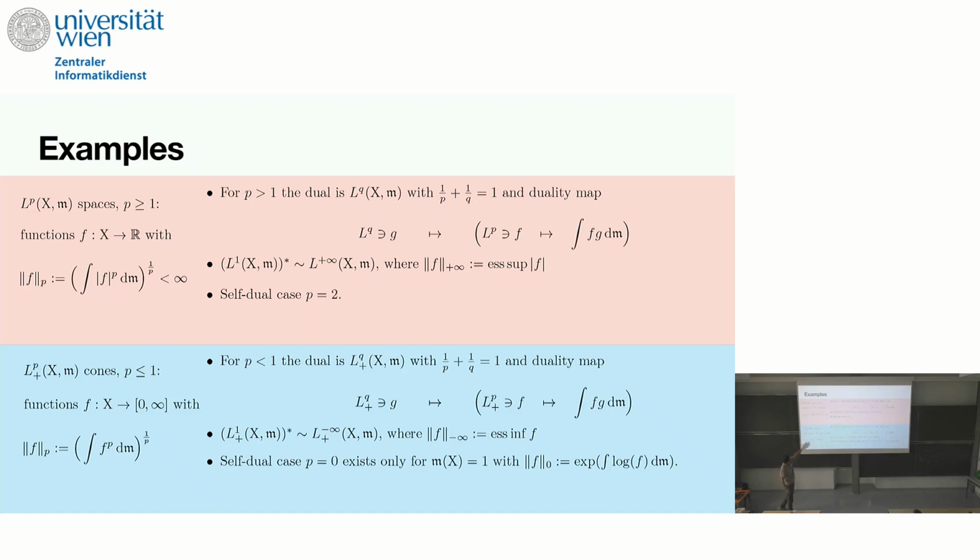Now that you study this, there is a natural case that pops out as interesting, the self-dual case. In the classical setting, the dual of L^2 is L^2. In this hyperbolic setting, the self-dual case is essentially when p is equal to 0, and this is only defined when the mass is 1, in which case the L^0 norm is a geometric mean, if you wish. I'm slightly cheating here, but only slightly. There are a few technicalities, but that's essentially the point.